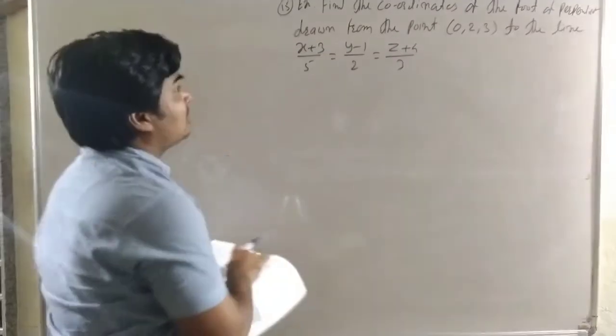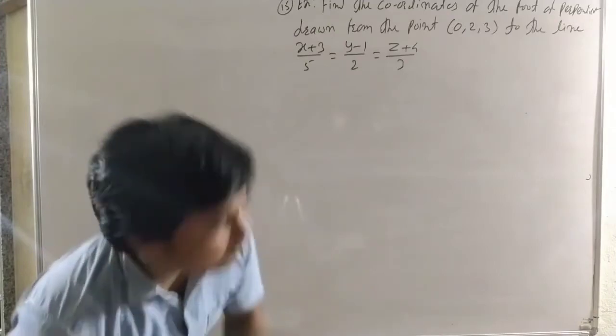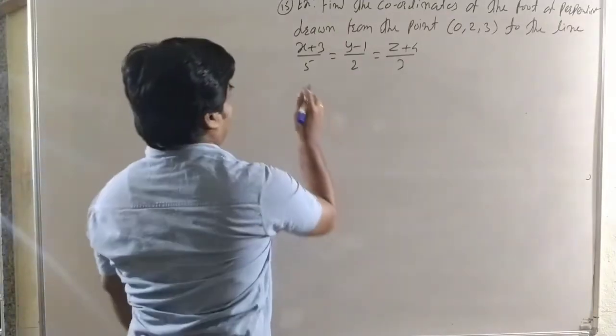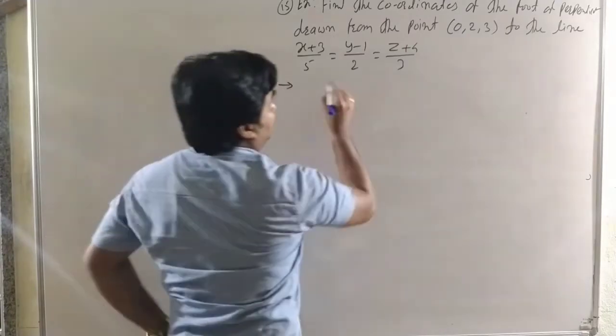Okay. Here, such type of example we have already seen. Find the coordinates of the foot of perpendicular. Here, it is a given line.